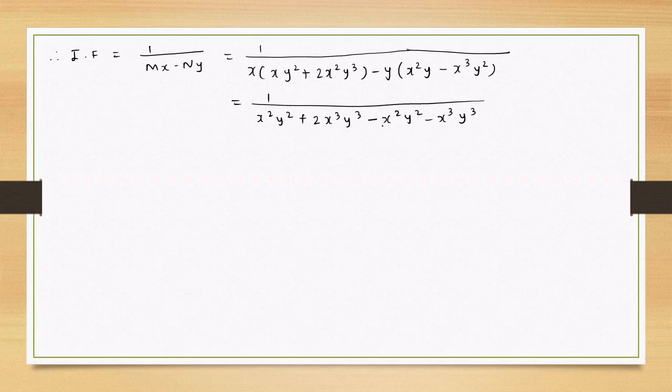Okay, now we can cancel out this x square y square and we can cancel out this x cube y cube from this. So we are left with 1 upon x cube into y cube, right? And this Mx minus Ny is not 0, where x cube into y cube is not equal to 0. So therefore the integrating factor is equal to 1 upon x cube y cube.